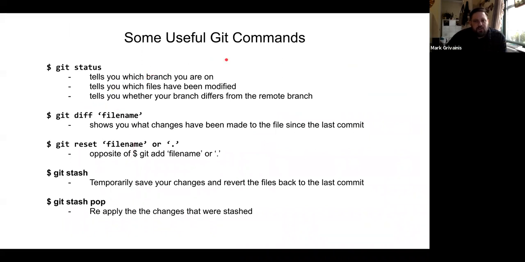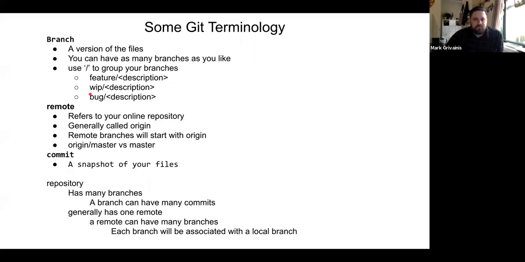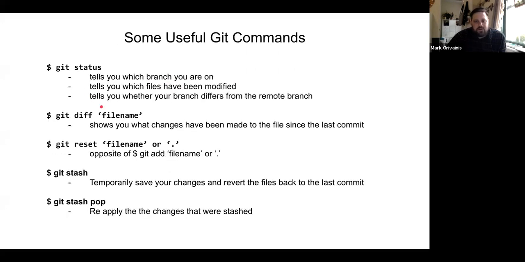So these are just a few useful commands that you might want to use. The first is git status. What this does is it'll tell you which branch you're on. It'll tell you what files have been modified or what files are untracked. I think it'll also tell you what files are staged. It'll also tell you if the branch you are on is ahead or behind of the remote branch. If your branch is ahead of the remote branch, it means you have changes that aren't on GitHub. If it is behind, it means that there are changes on GitHub that you don't have.